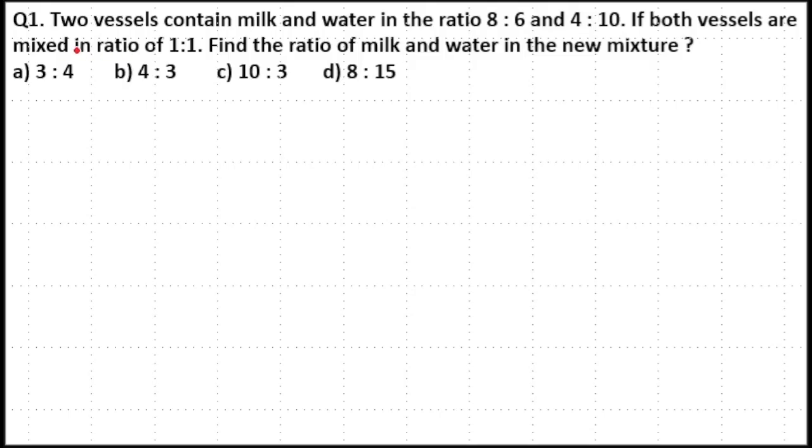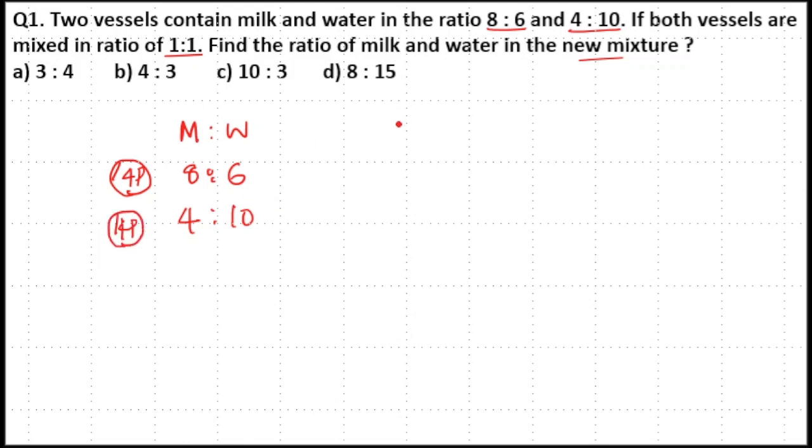Our first question is, two vessels contain milk and water in the ratio 8:6 and 4:10. If both vessels are mixed in a ratio of 1:1, find the ratio of milk and water in the new mixture. So we have milk and water. In the first vessel, the ratio is 8:6, and in the second vessel, milk and water is in the ratio 4:10. Here, if you check, 8 plus 6 is equal to 14 parts. Here, 4 plus 10 is also 14 parts.